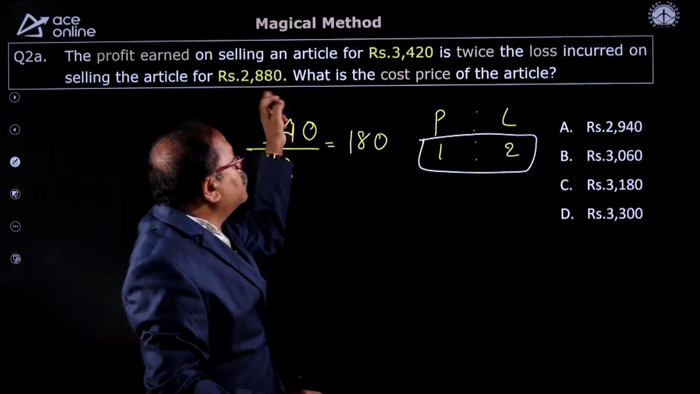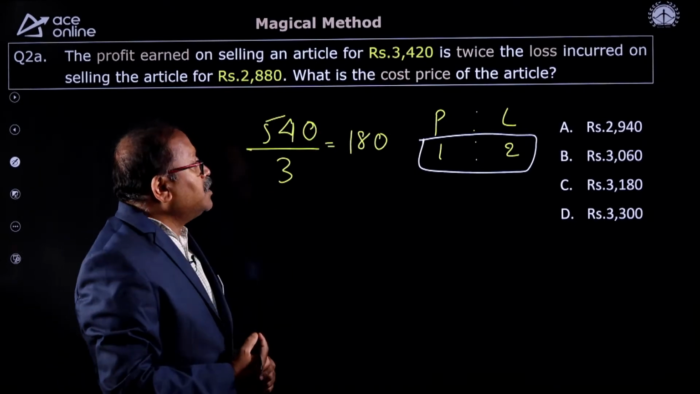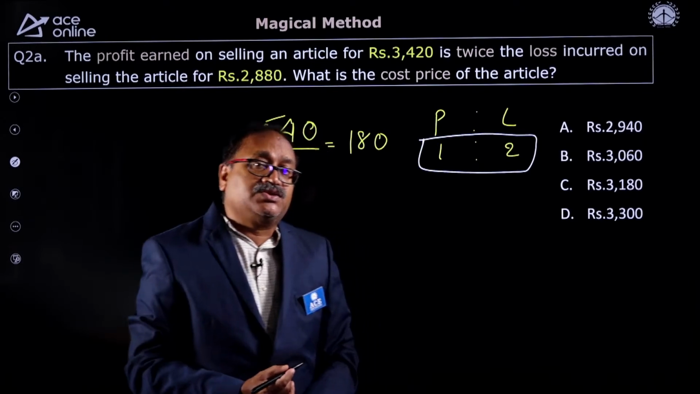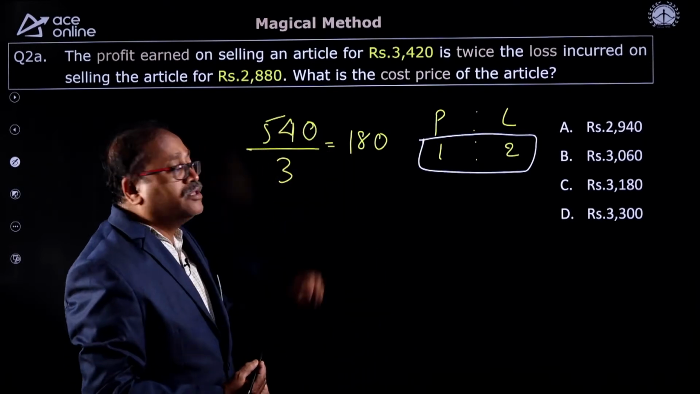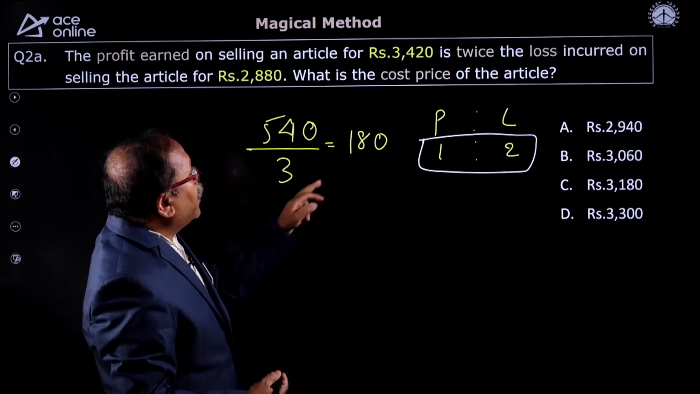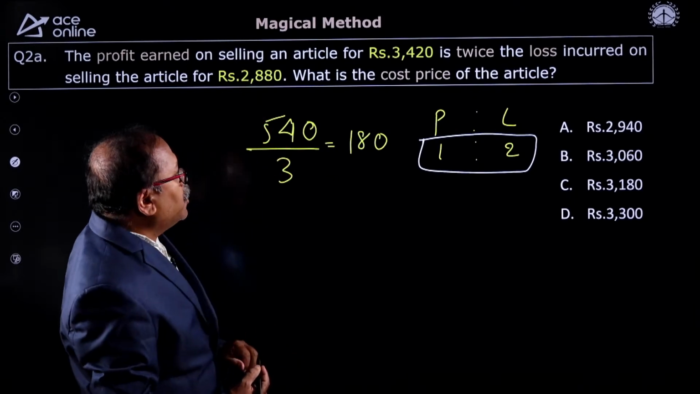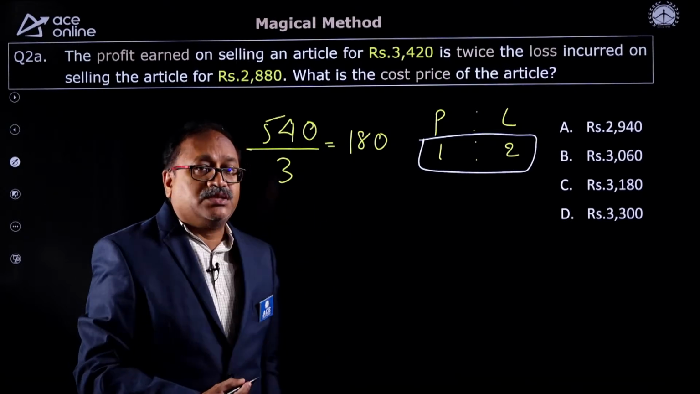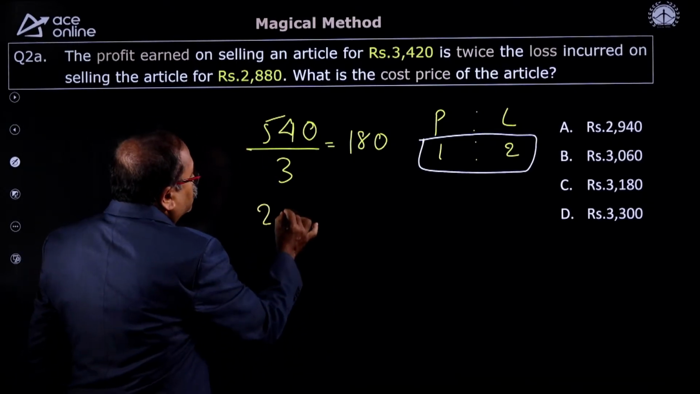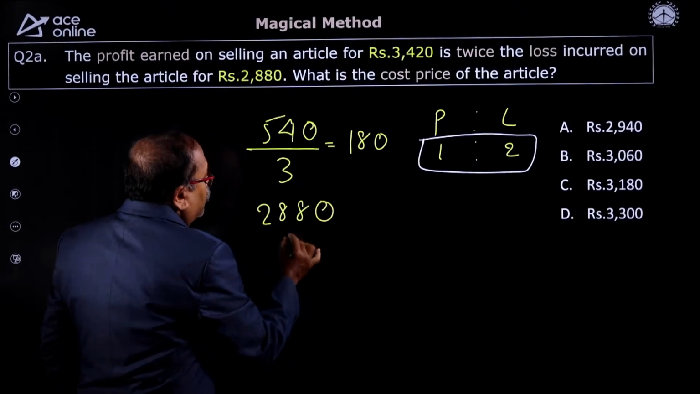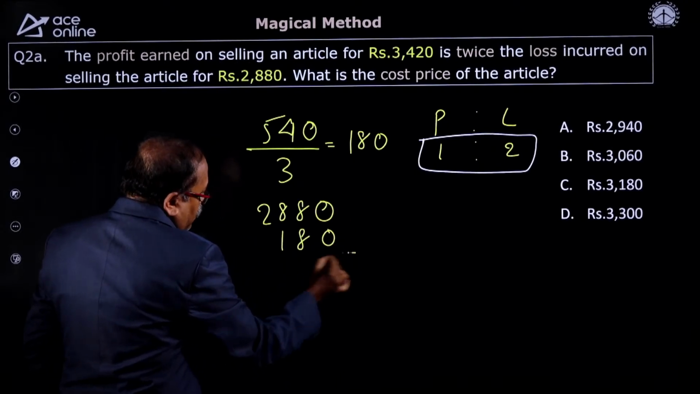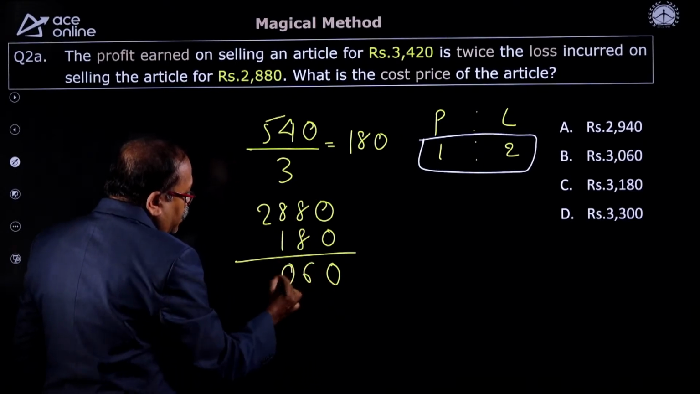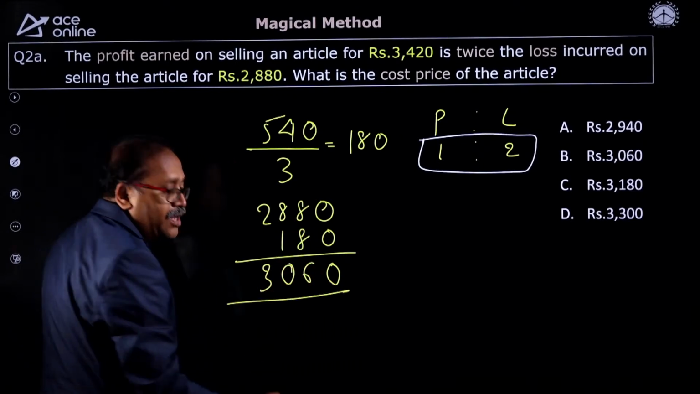The difference between these two selling prices. What is this 3? The profit is 2 times the loss. That means the profit to loss ratio is 1:3. So with that 3 I divided this. I got 180. Add this 180 to the smaller selling price. So that's 2880 plus 180, and look at what comes. There's 0 and 16 carry 1, 9, 1, 10 carry 1, 2 and 1, 3. That's done, Mr. Sai.